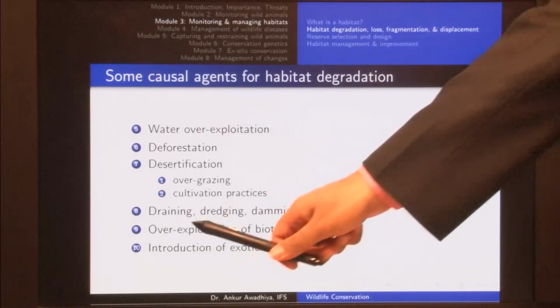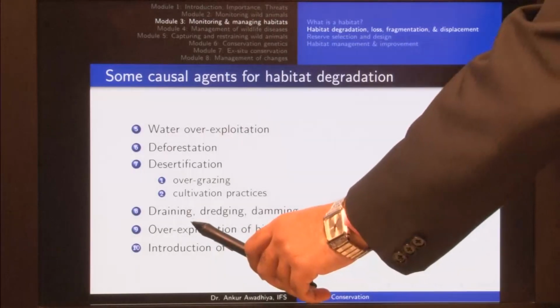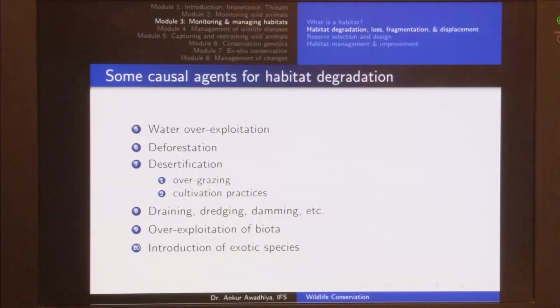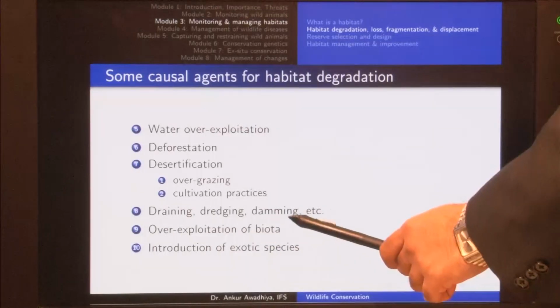So, draining is a situation in which if we have a marsh, then there could be people who would want to drain all of the water out of it to convert it into a piece of land, which is called land reclamation, and that land could be used for, say, construction of some houses. But then when we are draining certain habitat, the animals that were dependent on that marsh would all be gone.